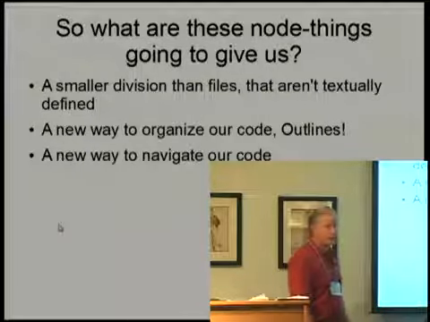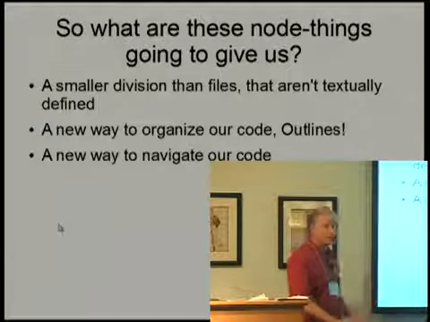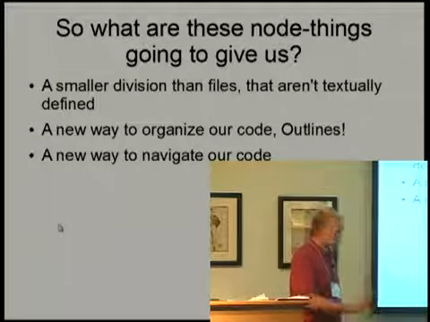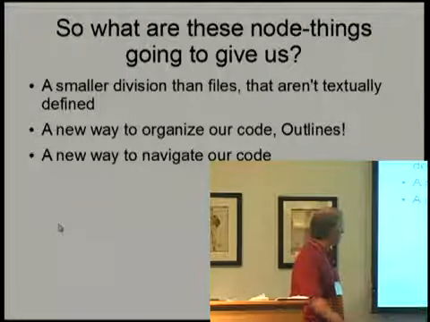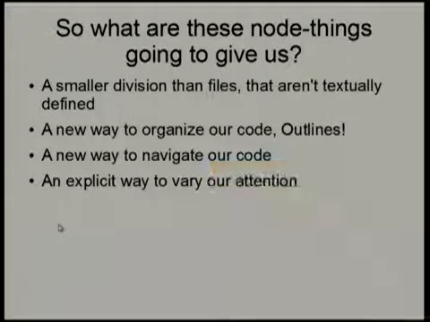So they also provide a new way to navigate through our code. We're not bopping around using regexes anymore. We've got another level to navigate through our code. And it's an explicit way to vary our attention, because you have to manage complexity. And then what's the rule? 7 plus or minus 2. Those are all that the human mind can hold in your head at once. And you've got to be able to chunk things down and deal with them at higher levels than just the detail of line after line after line of code. And that's what Leo will give you.